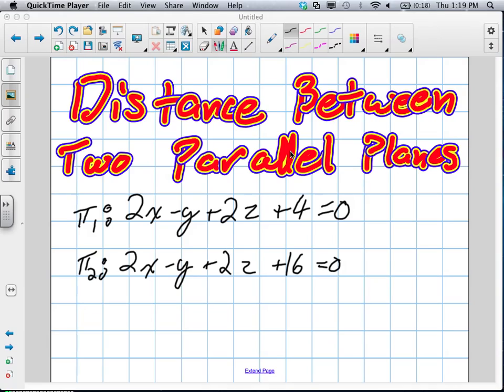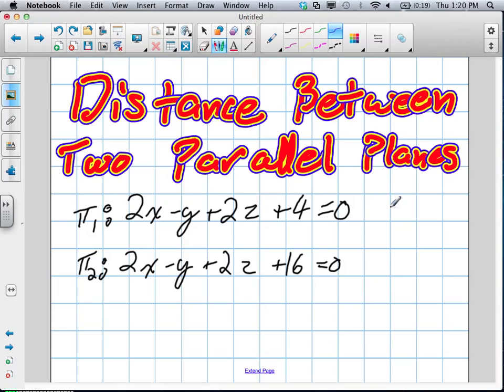Okay, distance between two parallel planes. So I've already given it away, but we have our two planes here. And let's say they just asked us to find the distance between these two planes. First of all, what we need to do is figure out if these planes are parallel. If they're parallel to each other, we're going to be able to find the distance. Otherwise, if they're not parallel, we're going to have intersecting planes, right? And then there really is no reason to find the distance between the two of them.